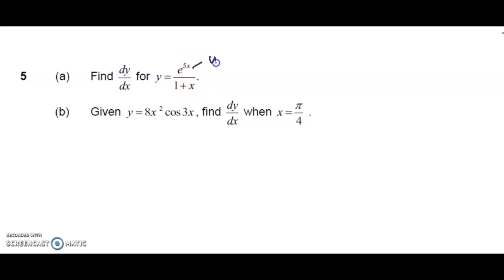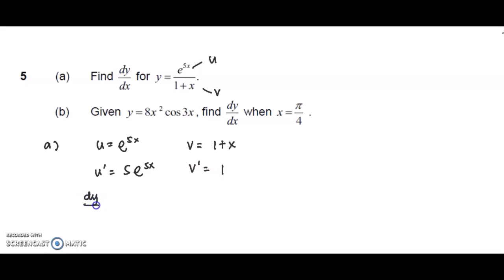So to find the dy/dx for this function e power of 5x over 1 plus x, again, you set this as a u, this as a v, then going to apply the quotient rule. Just find out your u as your e power of 5x, then get your u prime, that will be 5e power of 5x. Differentiate the power, you get 5. Copy back itself, you have an e power of 5x. This is how we differentiate the exponential function.